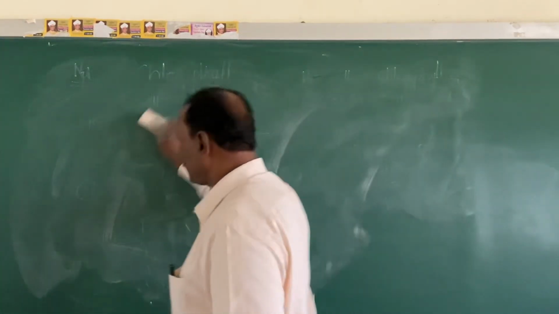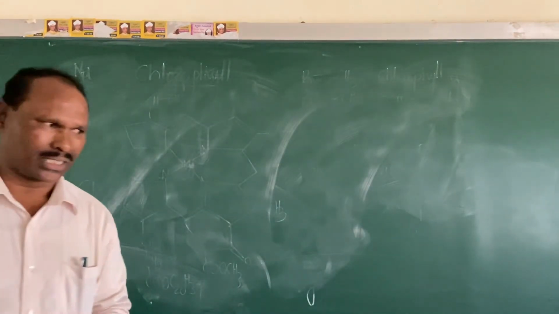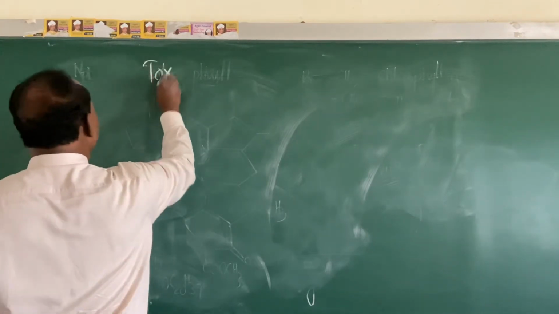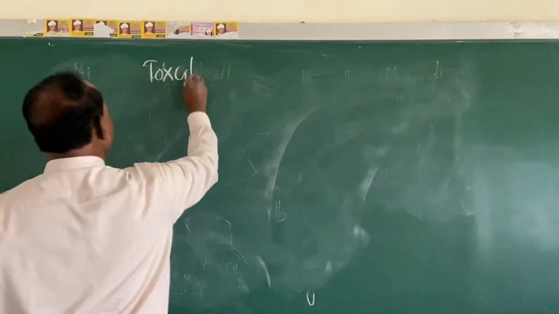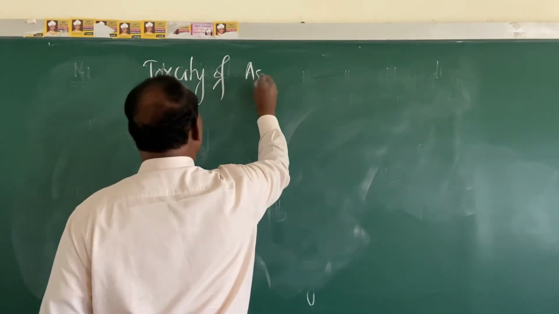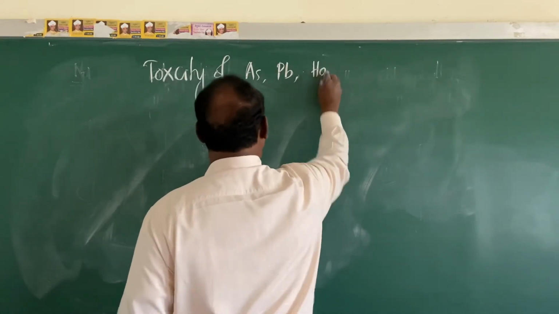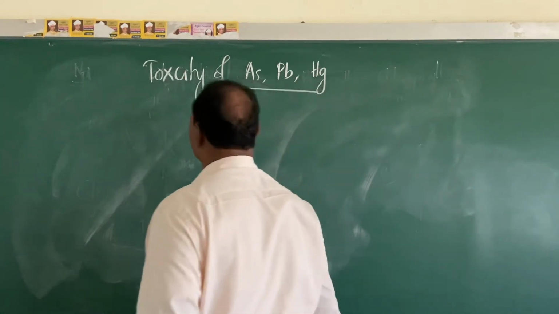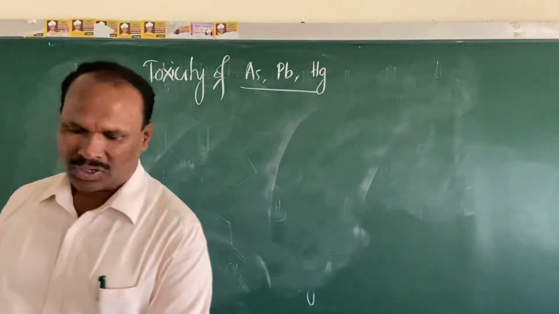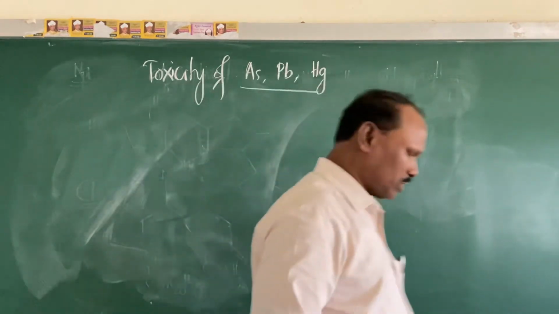Now the next part that is mentioned in our syllabus is the toxicity of arsenic, lead and mercury. The toxic effects of what? The arsenic, lead and mercury.